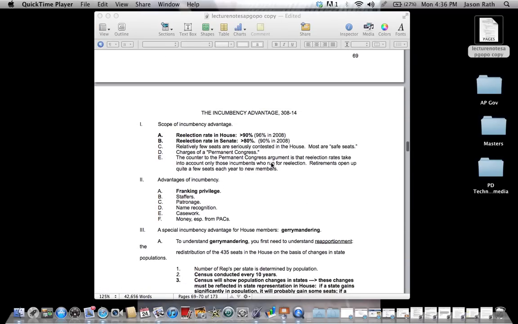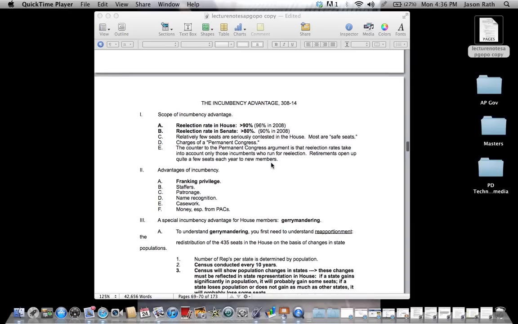The incumbency advantage means those people already in office. What advantage do they have? The scope of incumbency advantage: re-election rate, we talked about this, 90%. 96% in 2008. My goodness. The re-election rate in the Senate is usually 80%, 90%, and it was greater than 90% in 2008. Relatively few seats are seriously contested in the House. Most are so-called safe seats, which means nobody's ever really going to beat them. There's a charge of this permanent Congress.